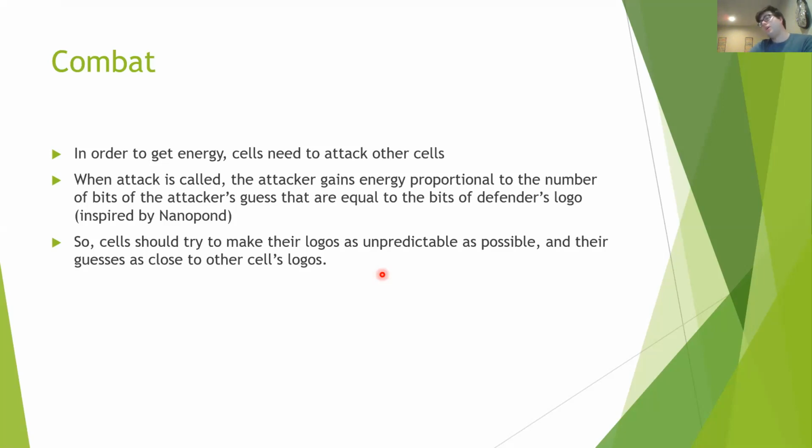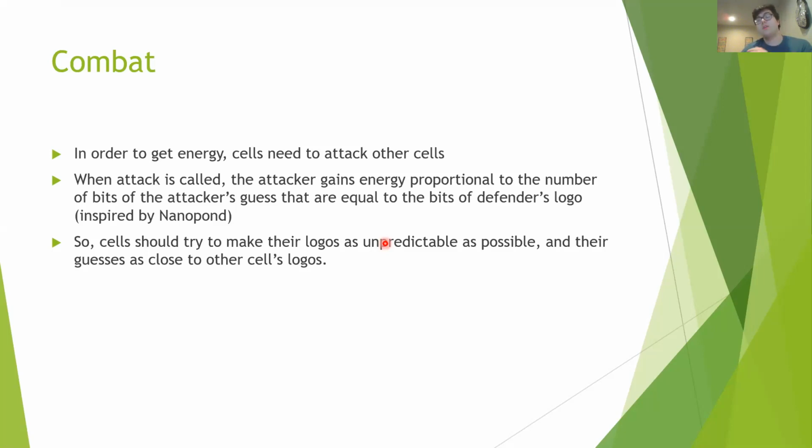So when the ATK command, which is a COP, is called, you gain energy proportional to the number of bits that are correct. Sorry, let me explain that a little better. In fact, I think I explained it even better over here. So when attack is called, it takes your guess and compares it to the victim's logo. And the amount of energy that you gain is not equal to the number of bits that are correct between logo and guess, but rather proportional to it.